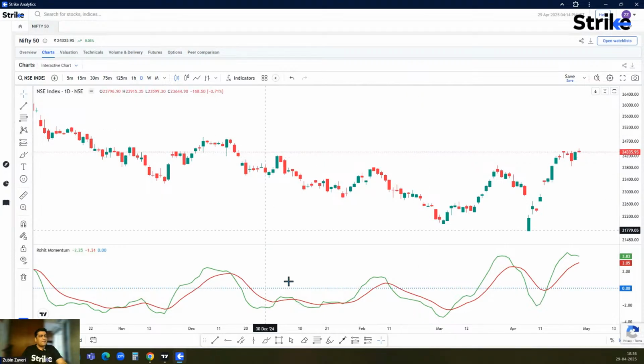All right, but what exactly is this RMI is what we will first understand, and then we will also share with you what are the strategies that we use using this particular indicator. All right, what is Rohit setup, and where will you find the scanners.